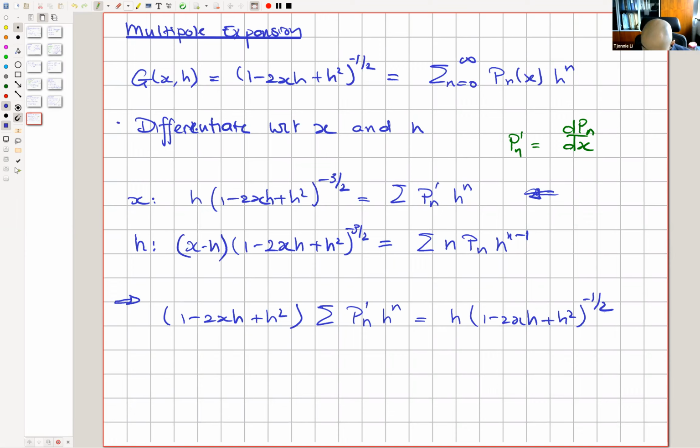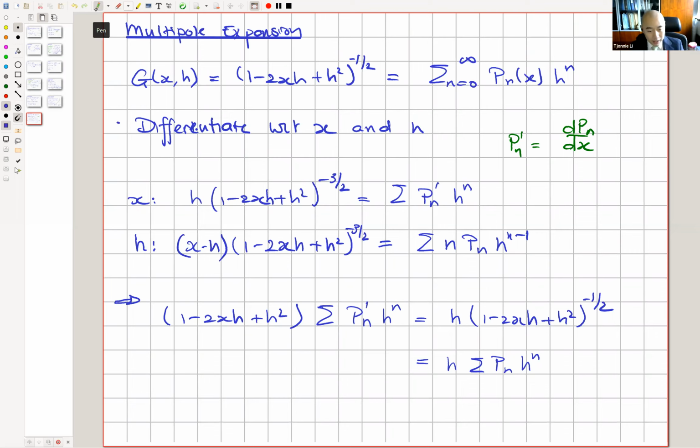Okay, so now I use the top equation, this equation over here, to substitute for 1 minus 2xh plus h squared to the power minus a half. And so I can get the following expression. This is just h, the sum, Pn h^n. Okay, hopefully everyone can follow these steps. So I've simply used this expression over here, the one in the middle, and the one on the top.